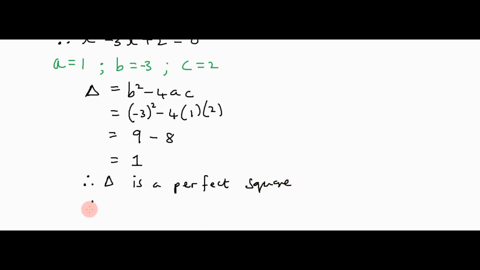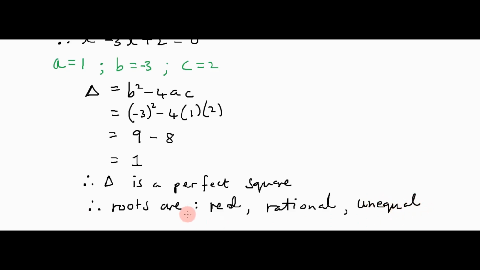And hence we can conclude that the roots are, firstly, they are real since delta is greater than 0. It's not less than 0 or negative. So we know the roots are real. It's a perfect square, so we also know that the roots are rational. And of course, delta isn't equal to 0, so the roots are unequal. So the roots are real, rational, and unequal.